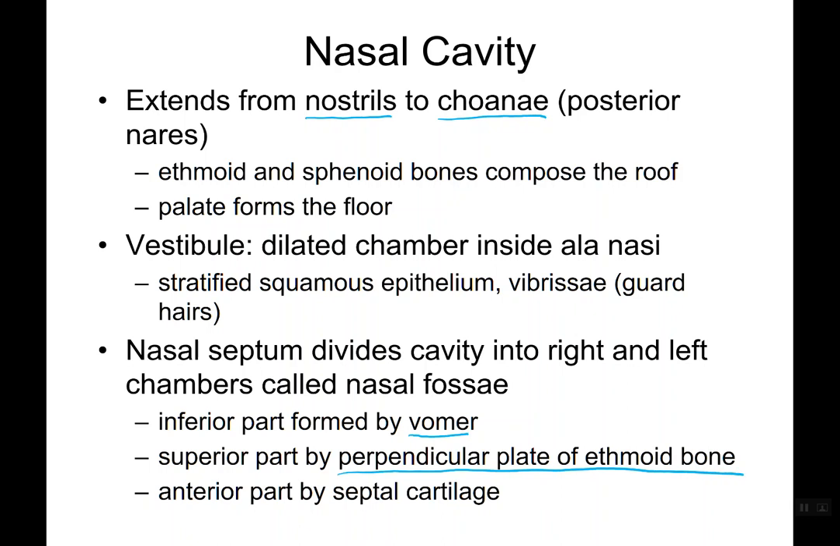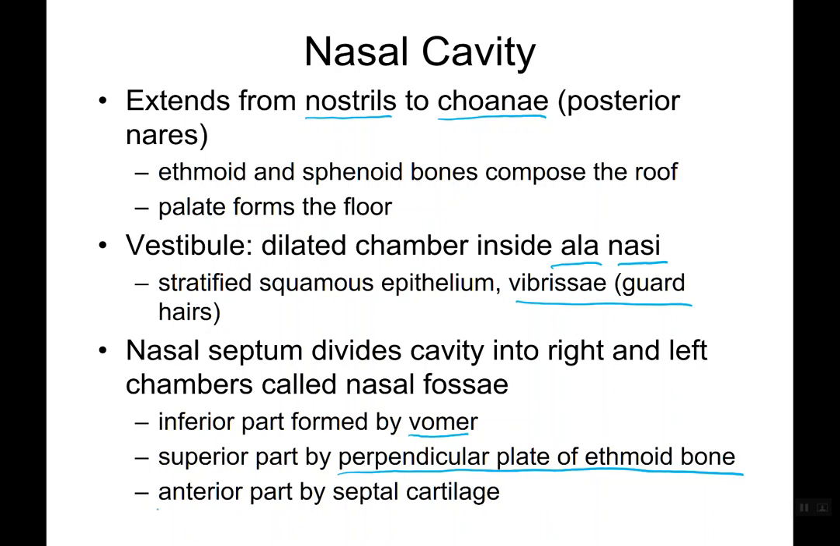So the vestibule is the dilated chamber inside the ala nasi, which is the area surrounded by your nostril. And this contains stratified squamous epithelium, not keratinized, and guard hairs, which prevent particulate matter from making their way into your nasal cavity. The septum divides the cavity into right and left, and those chambers are called nasal fossae.